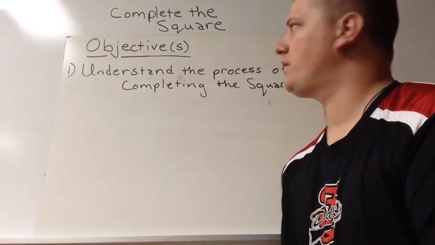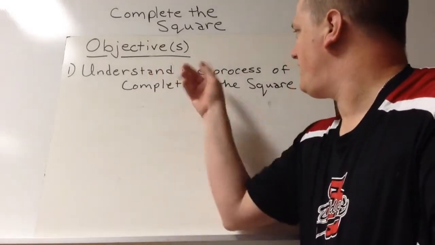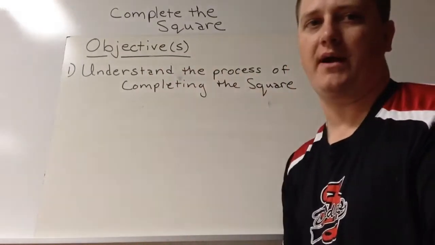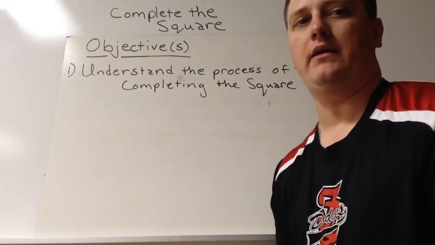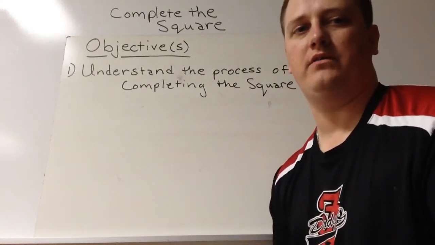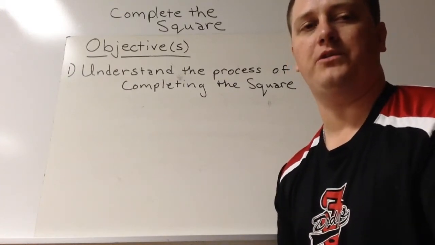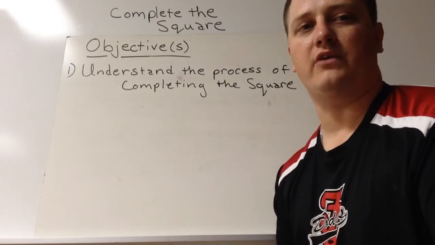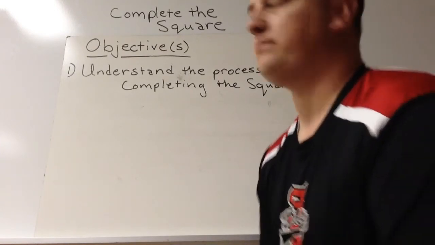In this lesson, we're going to look at completing the square. Our objective: understand the process of completing the square. This is a process of turning general form into vertex form. The reason that we want to do that is it helps us identify the vertex. It also helps us identify the roots, as once it's in vertex form, it's much easier to solve for roots.